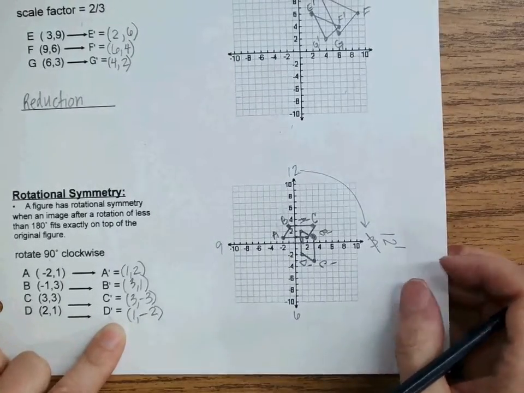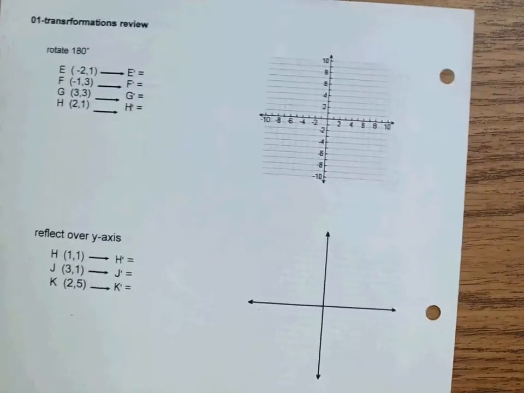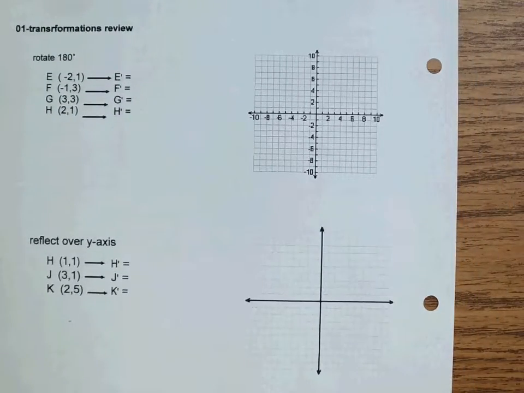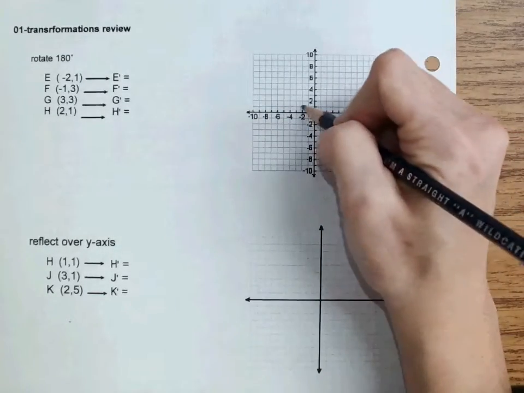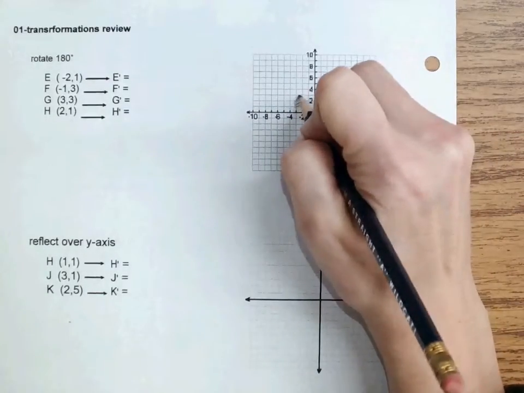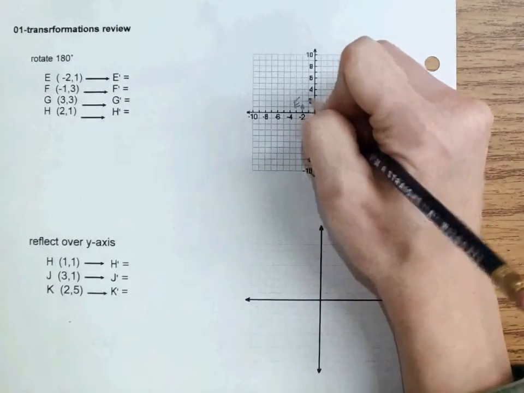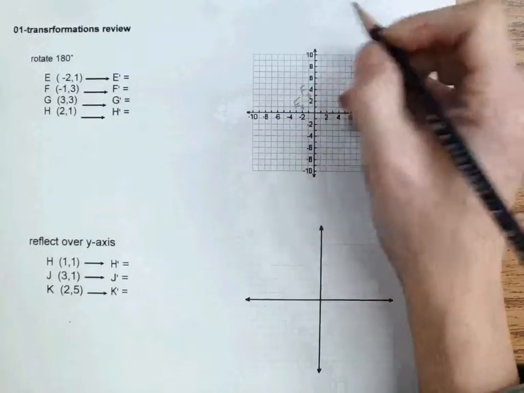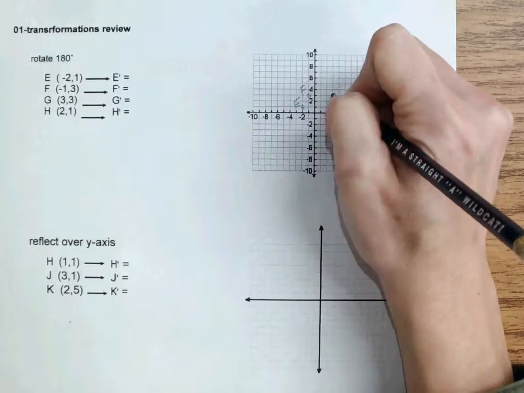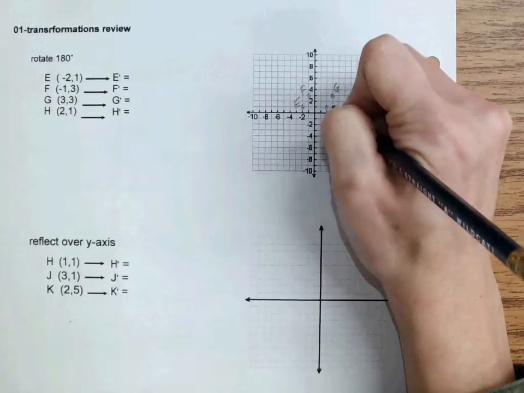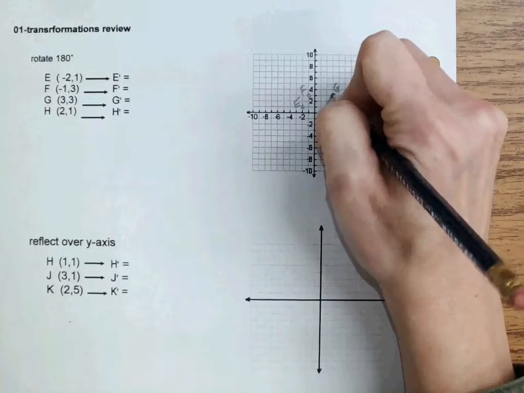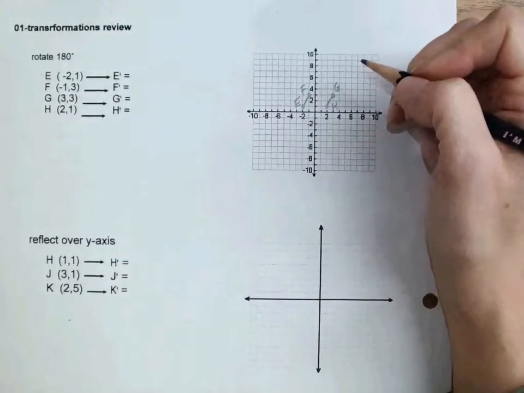Let's try this one again. So our next one is a 180-degree rotation. And so remember, the first thing that we're going to do is plot these points. So negative 2, 1, this is E. F is negative 1, 3. G is 3, 3. And H is 2, 1. Connect your dots. Connect your points.